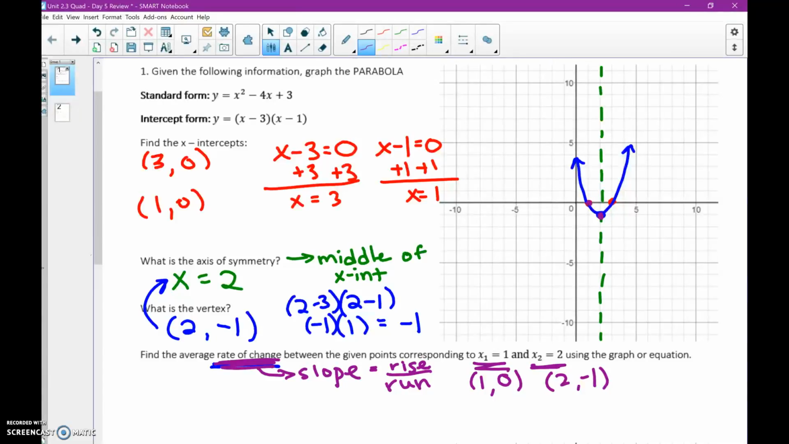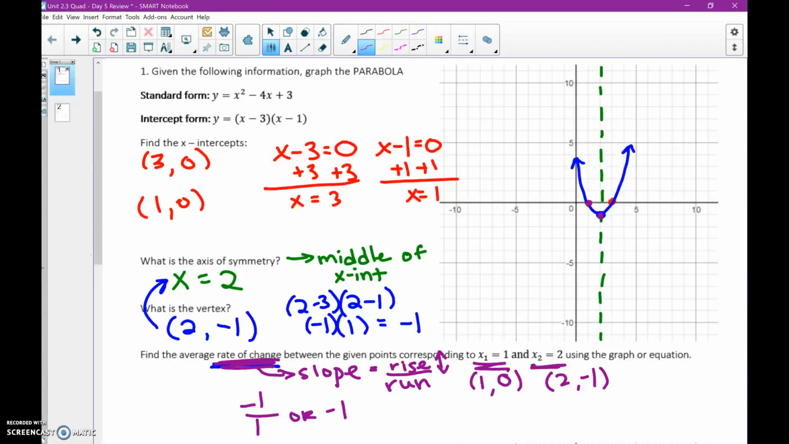Okay, now I can do one of 2 things. I can figure out the slope by just looking at the picture. Remember, we read a graph from left to right, so this direction, like that. So I'm going to start at this point. Rise tells me up or down. So to get from here to here, I have to go down 1. So that's negative 1. And then I go right 1. So that's a positive 1. So my slope is negative 1 over 1, or I can just reduce that to negative 1.